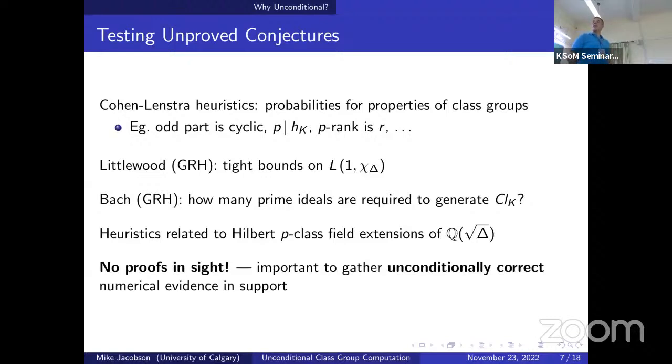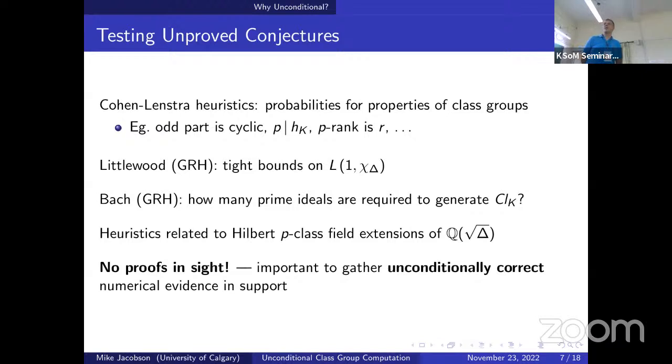But this question of how many prime ideals are required to generate the class group itself, we use that in a fundamental way in the algorithm. But it's also of interest to generate evidence to see if those bounds are correct, or even better, what the real bound is. Is a constant times log squared delta correct, or is it even smaller? In fact, in practice, usually you can get by with a much smaller factor of prime ideals to do this. So it's interesting to know that.